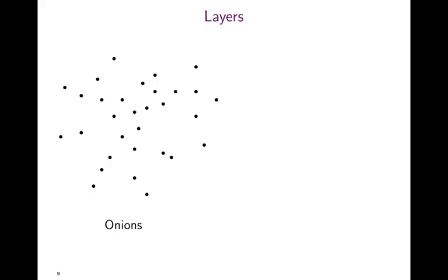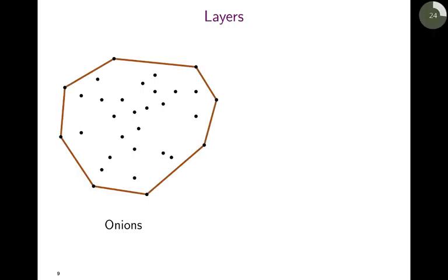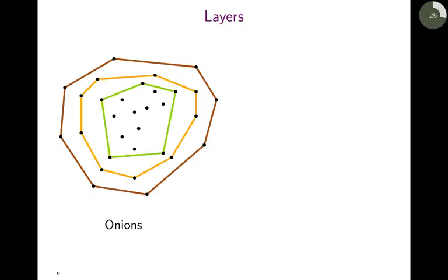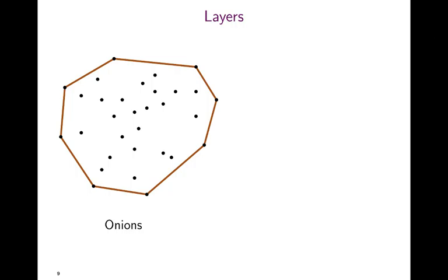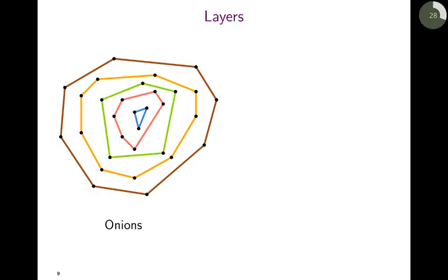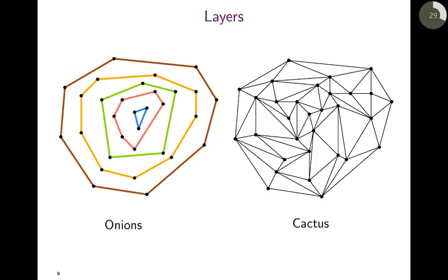So the main concept of our algorithms are layers. I will tell you first a concept that is very well known, namely that of onion layers. Onion layers are defined as follows. You're given a set of points, and the first layer is the boundary of the convex hull, and then you remove it, and then you take again the boundary of the convex hull for the next layer, and so on and so forth. And now what we do is we take this concept and we apply it to triangulations.